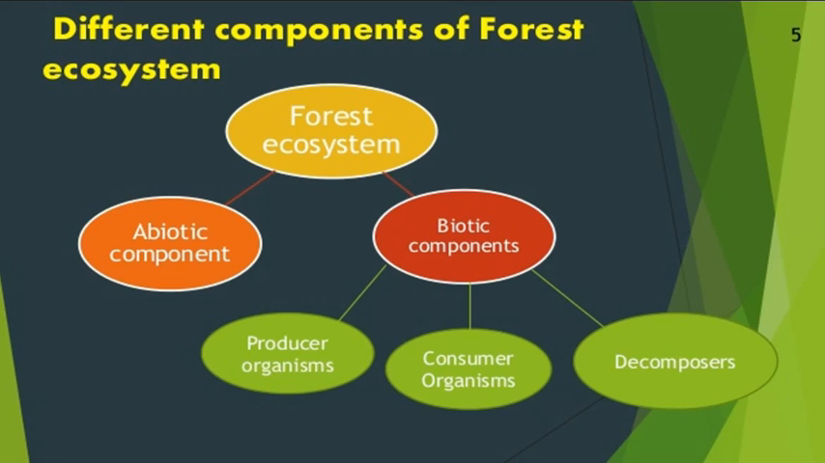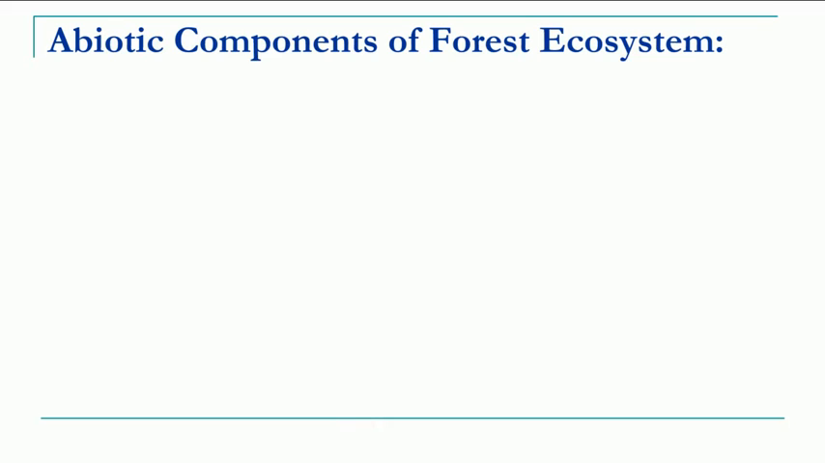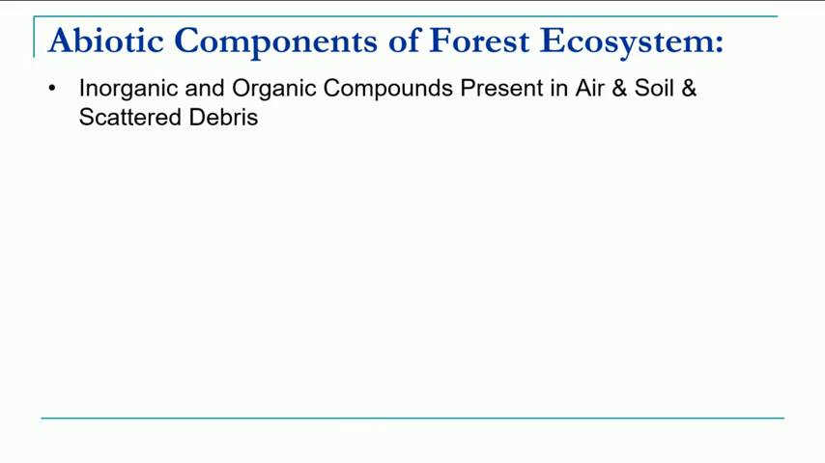So let's see the different components of a forest ecosystem. These forest ecosystem components are basically abiotic components and biotic components. And the biotic components are further divided into three types, that is producers, consumers and decomposers. Consumers can be further divided into primary consumer, secondary, tertiary and quaternary consumers. So let's study first the abiotic components of forest ecosystem. This includes inorganic and organic compounds which are present in air and soil as well as in the debris.